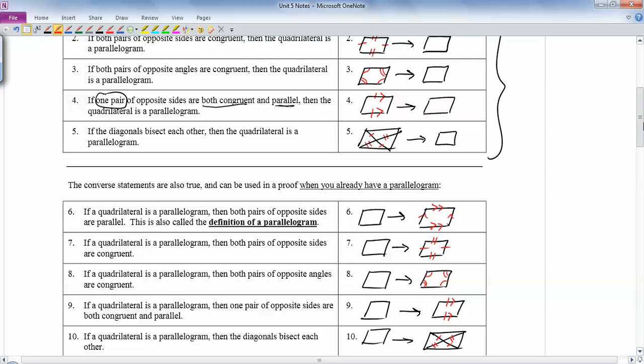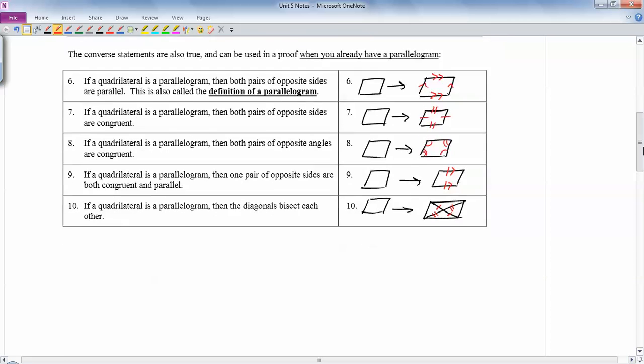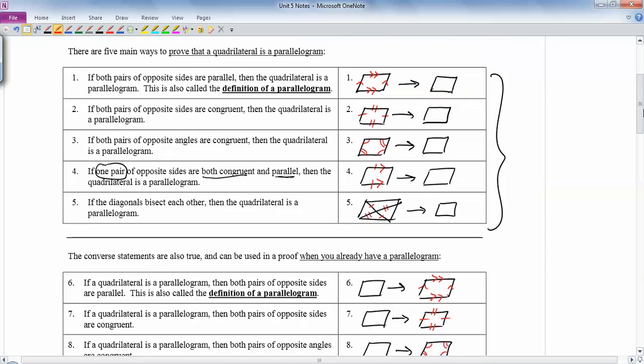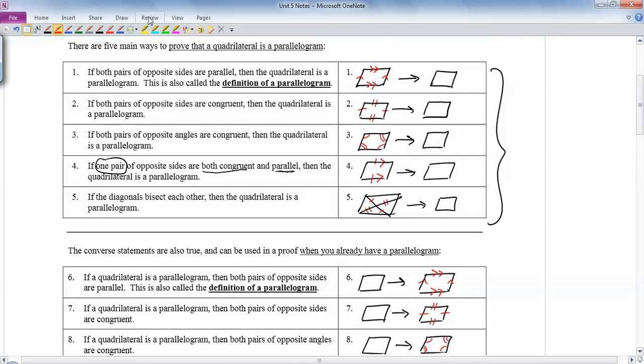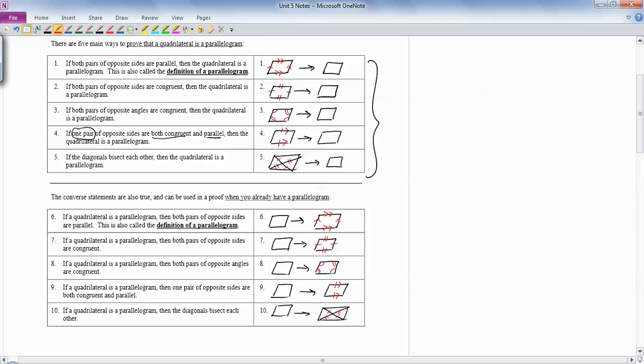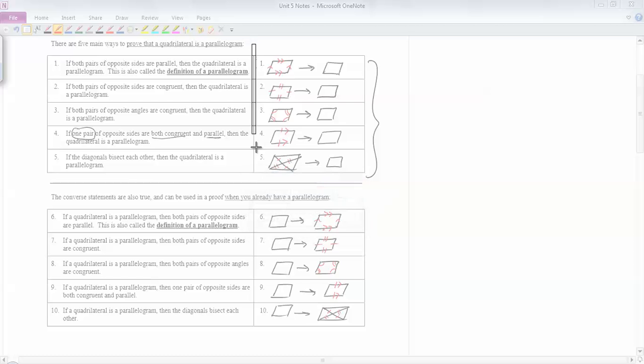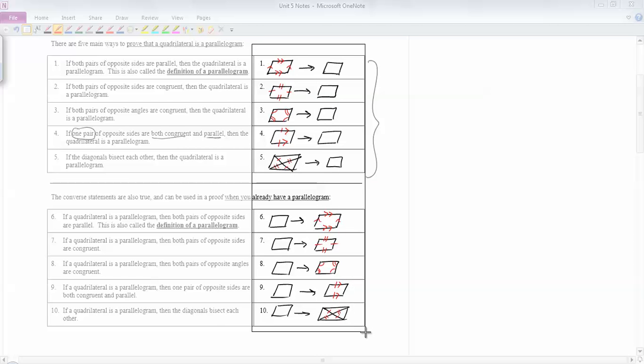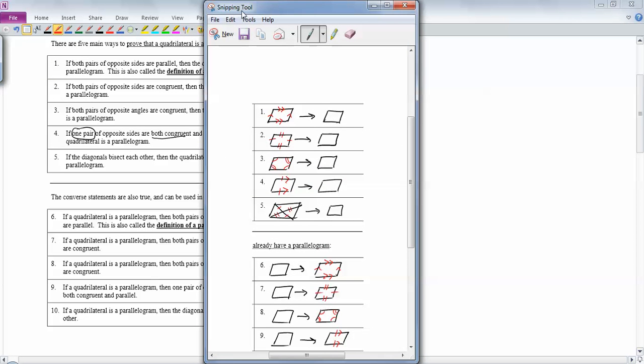Okay. All right. Now, these are the main reasons right here. And let me do this. Let me shrink it down just a little bit. And then I'm going to cut and paste some stuff here. I'm going to take these 10 things and I will copy them.